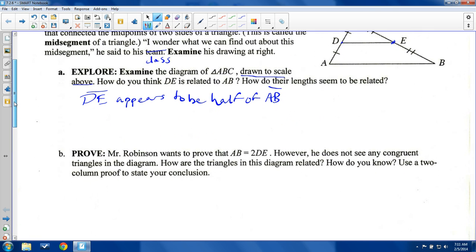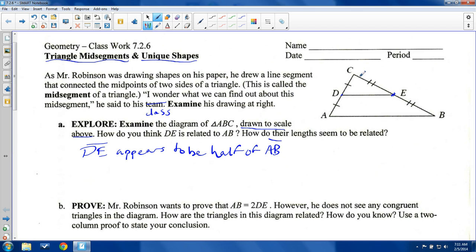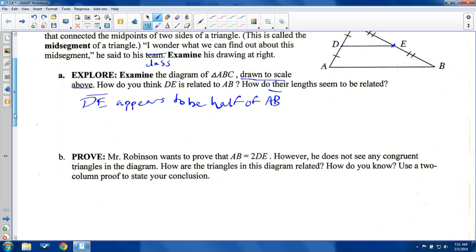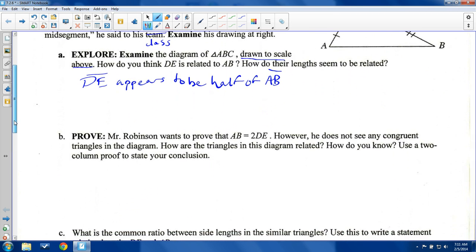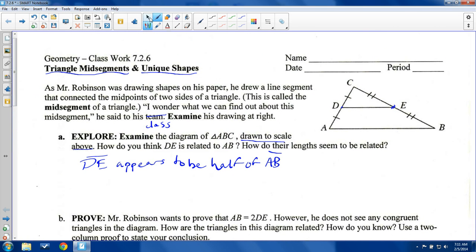However, he does not see any congruent triangles in the diagram. Now he sees congruent parts, or I do. Congruent parts, but not yet congruent triangles. I don't know if I see any congruent triangles even when I start to prove. How are triangles in this diagram related? How do you know? Use a two-column proof to state your conclusion. Okay, now we can go off here.